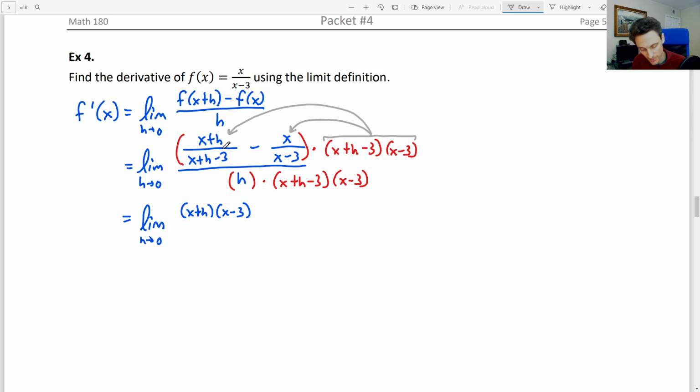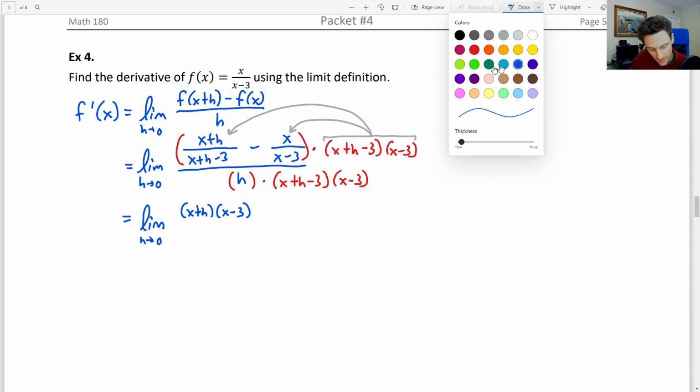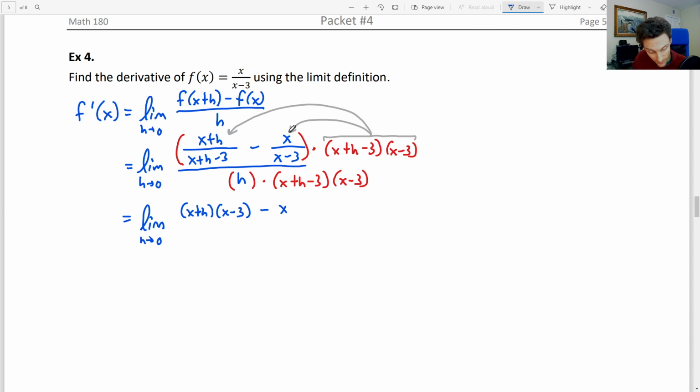So when it does it to the first term, the x plus h minus 3's cancel, and you have x plus h times x minus 3. And to the second term, we're going to have the x left over for sure. There's nothing canceling that off. The x minus 3's will cancel, and we'll be left over with the x plus h minus 3.